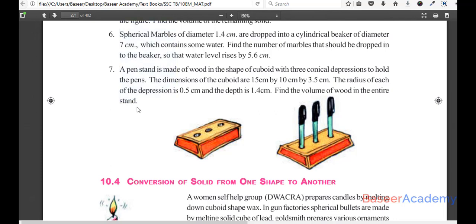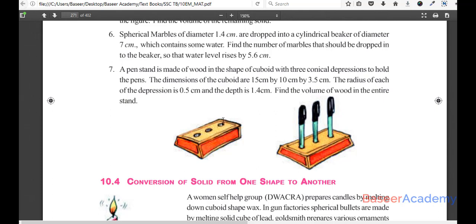Work on the seventh question. It says that a pen stand is made of wood in the shape of cuboid with 3 conical depressions to hold the pen. So this is a wooden stand, and in this wooden stand you have 3 conical depressions that are made to hold the pens. After we made out the conical depressions, we have to find out what is the wood in the entire stand.